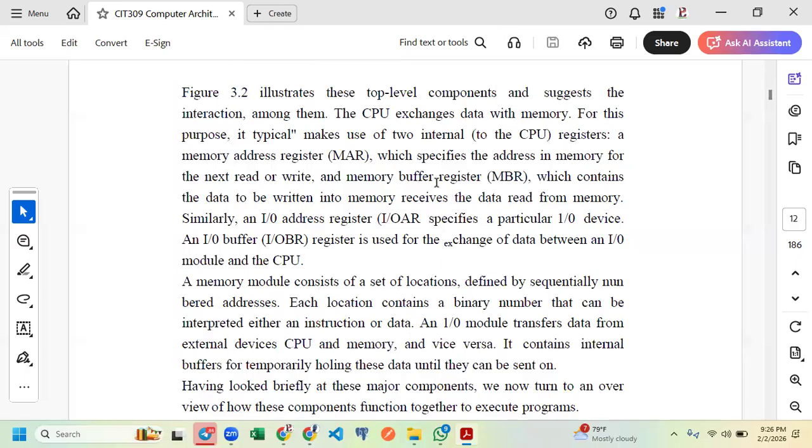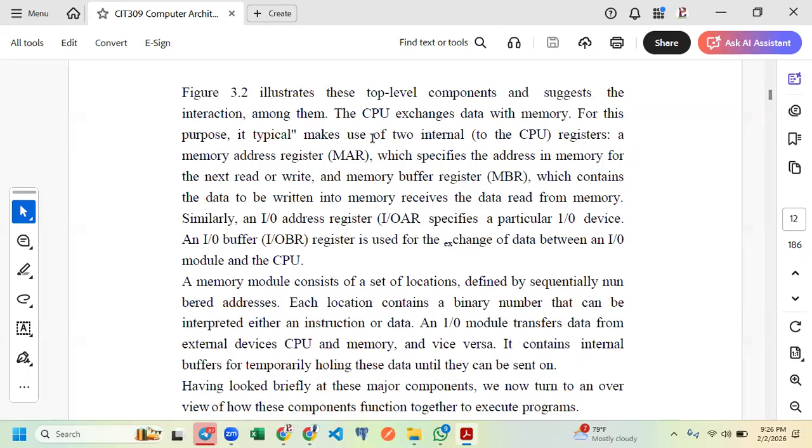No, not yet. When we're talking about the CPU, we say the CPU exchanges data with memory. How? You say for that purpose, it makes use of two internal registers. A memory address register, MAR, the one that specifies the address in memory for the next read or write. And the second one, which is MBR, the one that contains the data that will be read, or that will be written into the memory.